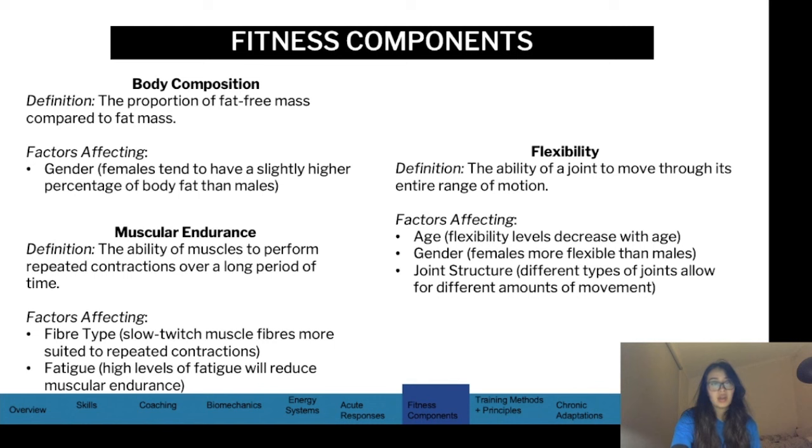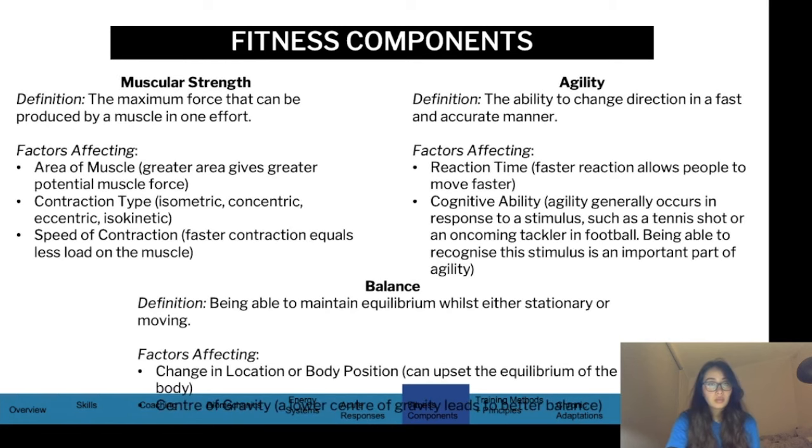We've got muscular endurance, and this is the ability of muscles to perform repeated contractions over a long period of time. It can be affected by genetics and muscle fiber types, such as slow twitch. So slow twitch produce repeated slow contractions, which are good, and fatigue. So fatigue can reduce muscular endurance. Muscular strength is the maximum force that can be produced by a muscle in one effort, and so factors which can affect it include the area of the muscle, contraction type, and speed of contraction. So muscular strength is the maximum force by one muscle in one effort.